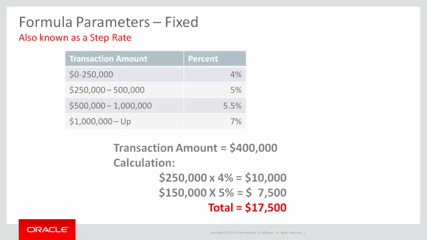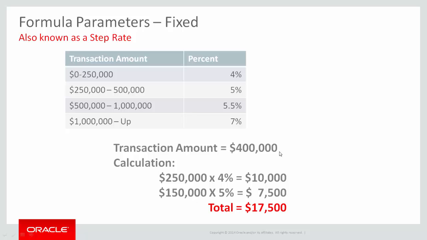If we take it a step further and leverage the fixed or the non-proportional example, and we use those words interchangeably, it's also known as a step rate. So let's leverage the step rate or the fixed rate, and let's say the transaction amount comes in at $400,000.